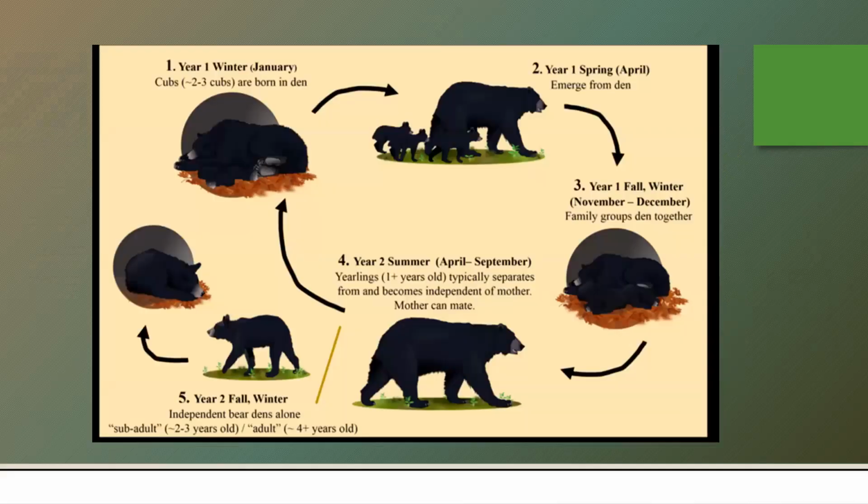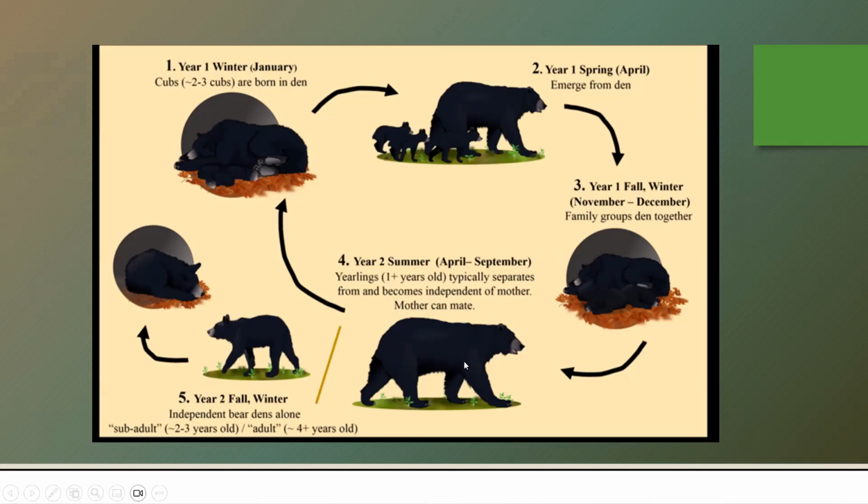And the life cycle for reproduction looks something like this, starting with the number 1 up here, which says year 1, winter. The cubs are born in the den. They are going to spend the rest of the winter with mom there in the den, emerge from the den, go out and spend the summer eating all kinds of good food, and then that winter, den up with mom again. So that first winter, they're back in the den.